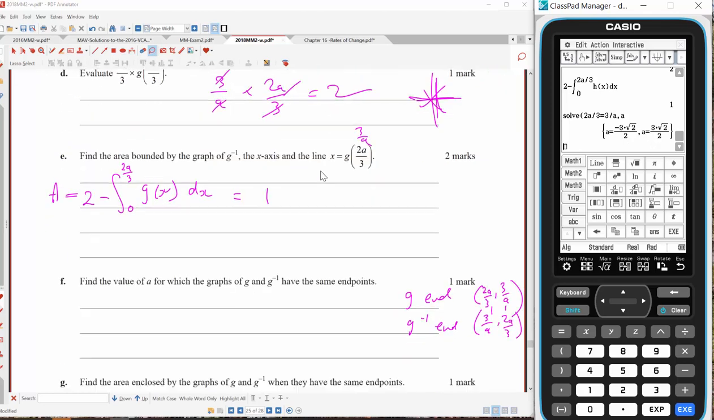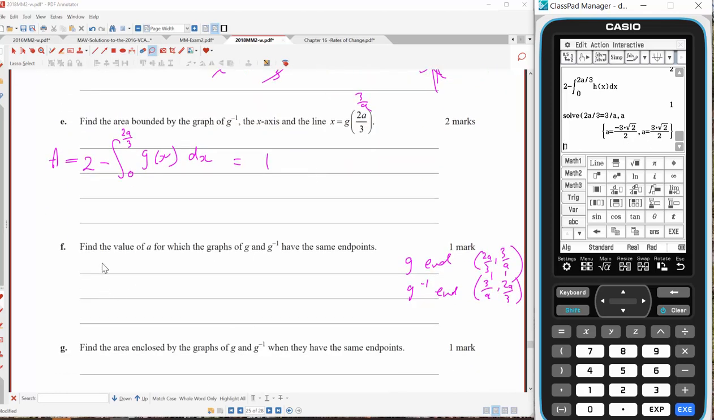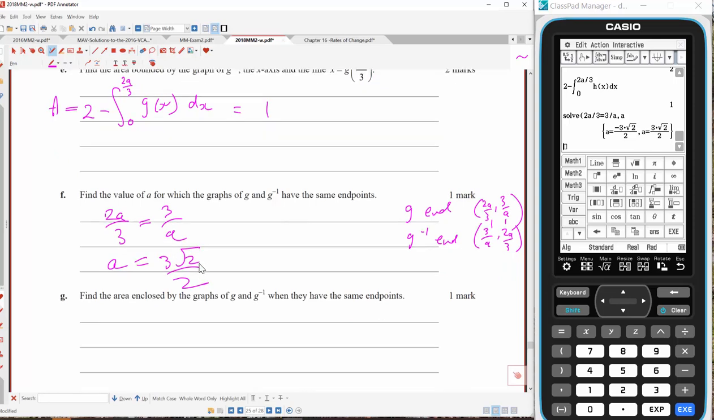A is a positive real number. So 3√2 over 2. No need to explain why you discard the other solution for 1 mark. So it's answer only there. Let's just try that out.